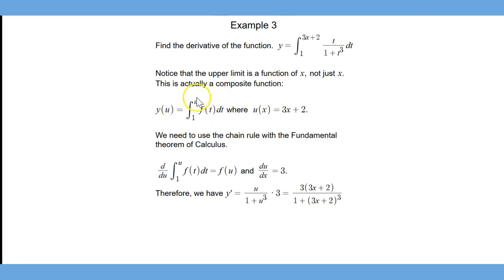So I can think of it like this. If u is 3x plus 2, u of x, my given integral is y of u, the integral from 1 to u. Since y is actually a composite function, we're going to use the chain rule along with the fundamental theorem of calculus. The fundamental theorem of calculus tells me that the derivative of this with respect to u is f of u. And the chain rule tells me I need to find the derivative of the inside function and then multiply them. So here I have the derivative in terms of x only.